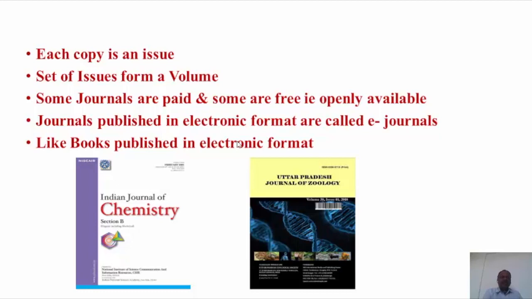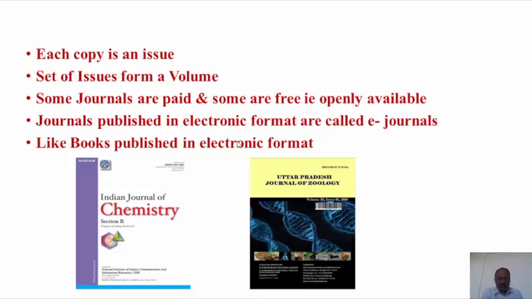Each copy is an issue. Suppose the journal is published monthly and throughout the year it has 12 issues. So January issue, one issue, February issue, one issue, March issue, there is one issue. So 12 issues, and these 12 issues, a set of issues, form a volume. These 12 issues collectively form a volume in that 1 year.